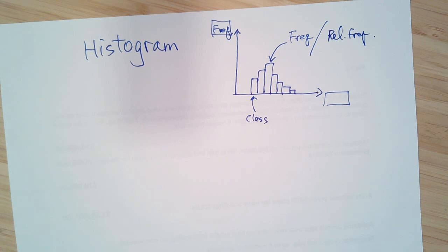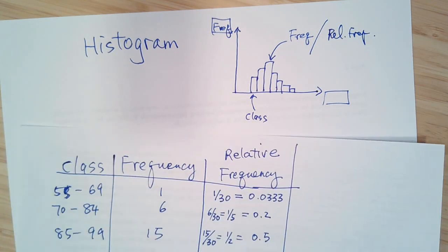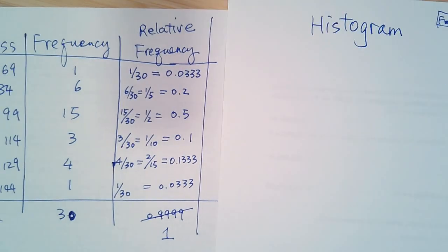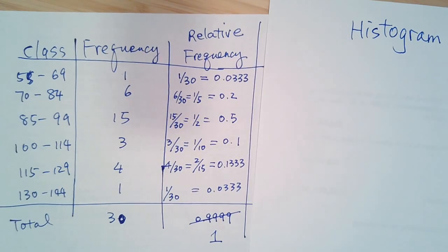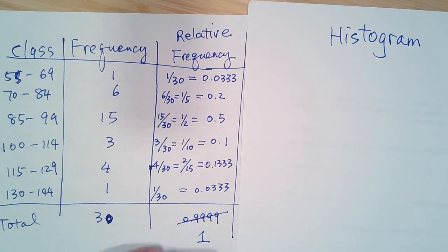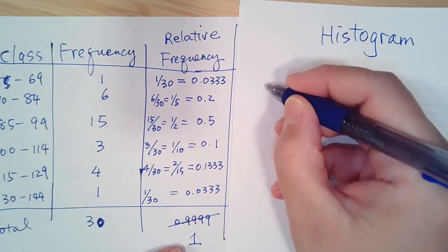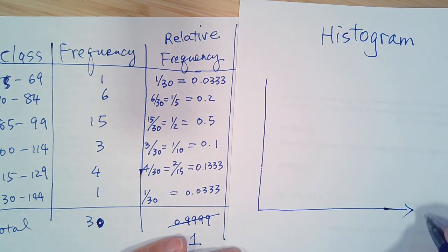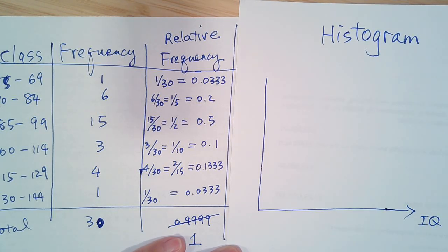So let's go back to the example we had earlier, and we're going to see how to construct a histogram based on the data we have. So we have this class width. Remember, we have this class. All right, so that's the IQ score. And our lowest class is from 55 to 69, and the next one is 70, and the next one is 85, and so on.